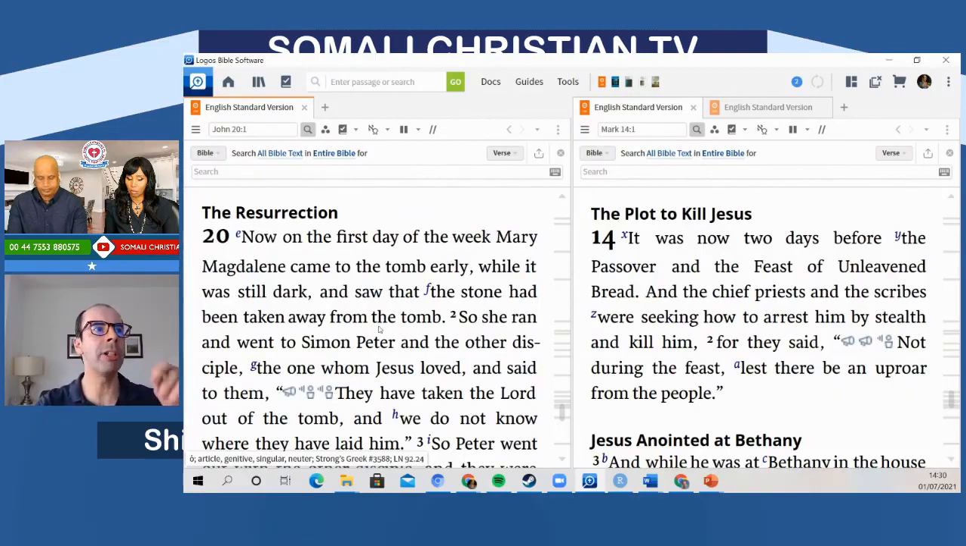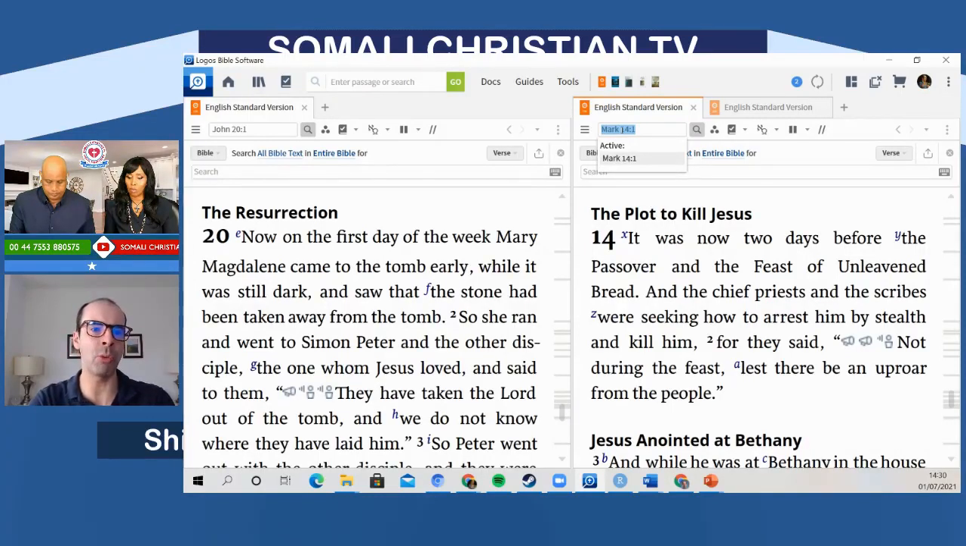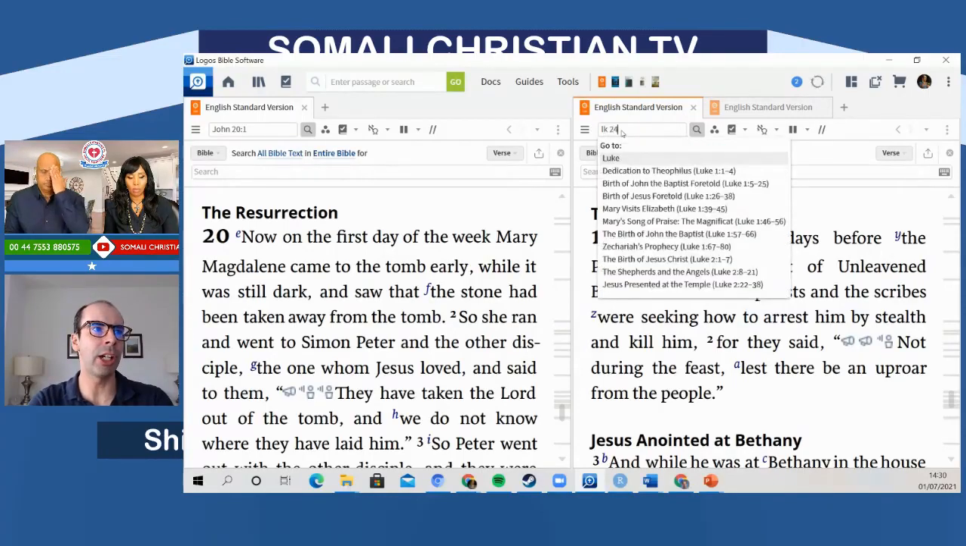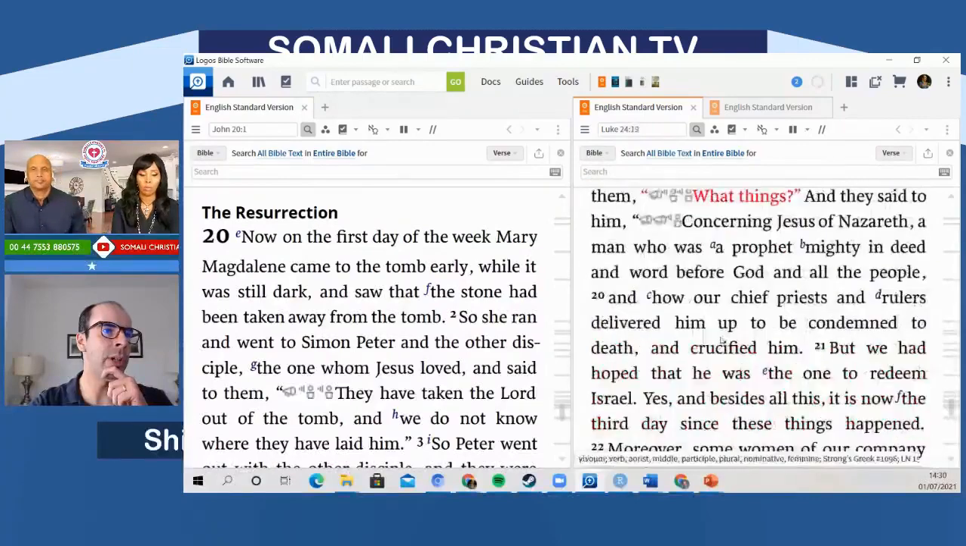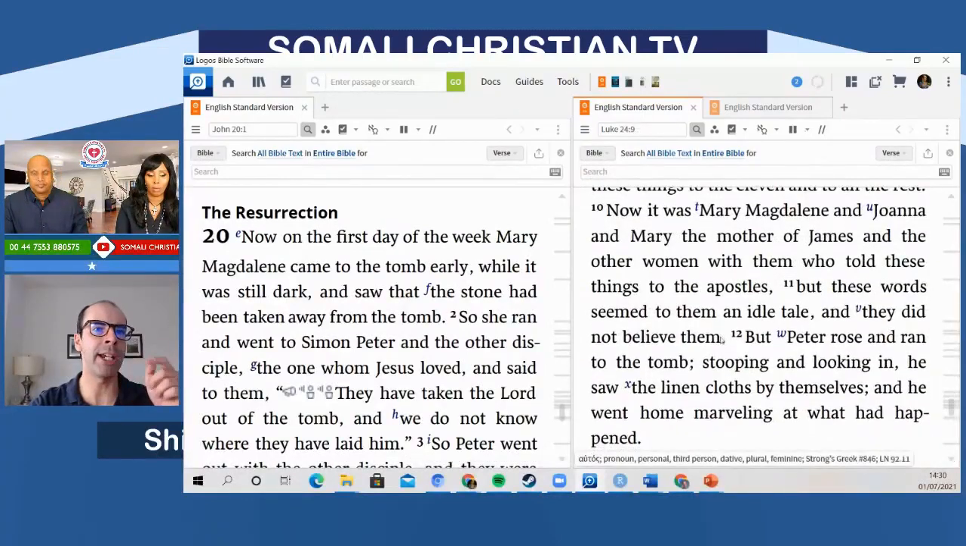So one common objection that's raised by skeptics is that the synoptic gospels, which are Matthew, Mark, and Luke, contradict John in terms of how many women and which women went to the tomb on Easter morning. So in Luke 24, for example, it mentions that there were various other women that went to the tomb. It was, verse 10, Mary Magdalene, Joanna, and Mary, the mother of James, and the other women with them who told these things to the apostles.